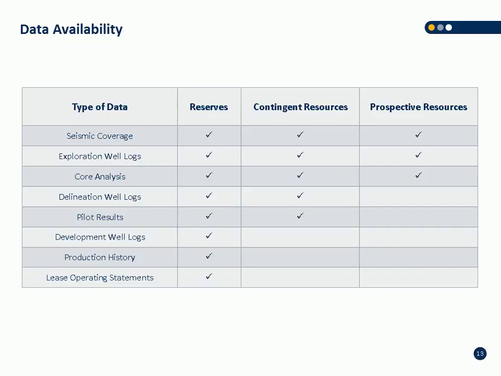Contingent resources, you're usually going to have a fairly well-defined project, so everything that goes up to the pilot level is generally included in contingent resources. And prospective resources, if you're lucky, you'll have the 3 that they have listed there. They're basically saying what's the maximum you can have in each category.